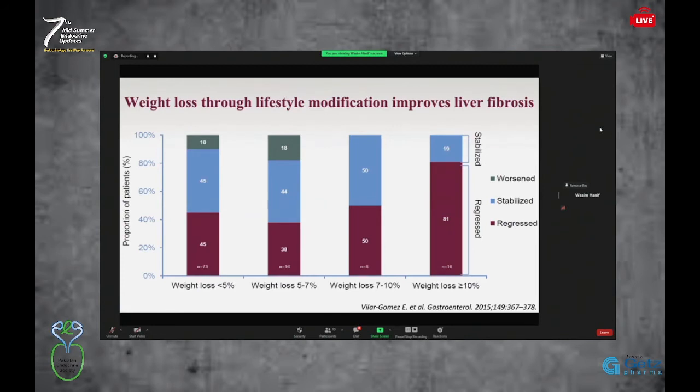So again, this is another study basically showing the percentage of weight loss that is really required in terms of lifestyle modifications to improve liver fibrosis. And generally, if you are able to achieve 10% weight loss, in 80% of the patients, fibrosis is regressed, and in 19% patients stabilize.